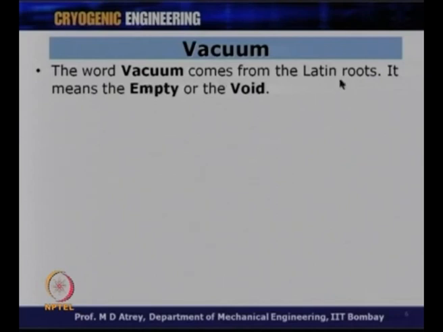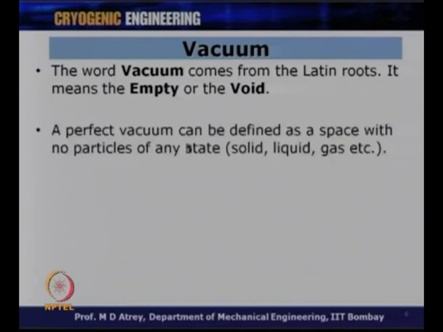The word vacuum comes from Latin roots. It means empty or the void. So, actually nothing. A perfect vacuum can be defined as a space with no particles of any state. So, no presence of solid, liquid, gas particles in a space. If that is so, then we will say it is perfect vacuum.